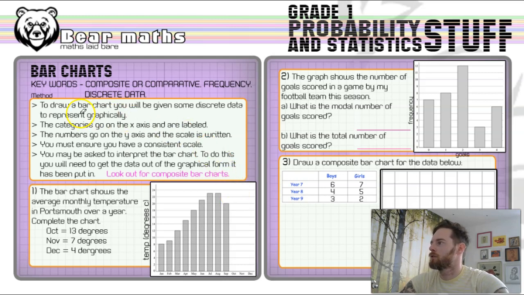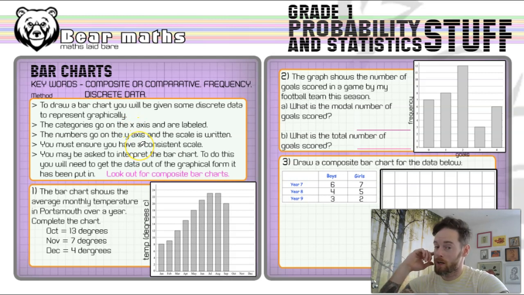Okay, so to draw a bar chart you'll be given some discrete data to represent graphically. The categories go on the x-axis and they are labelled, and the numbers, the frequency, go on the y-axis and the scale is then written consistently. You must make sure you've got a consistent scale.